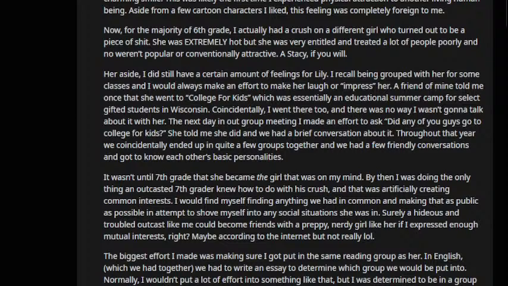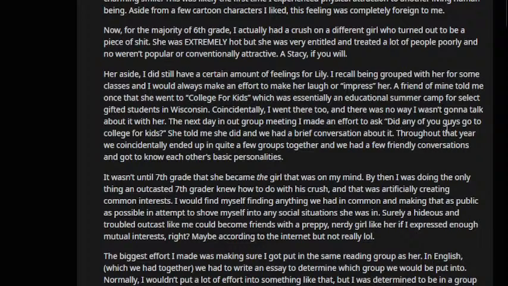A friend of mine told me once that she went to College for Kids, which was essentially an educational summer camp for select gifted students in Wisconsin. Also, fuck you, Governor Scott Walker, for taking away College for Kids. Coincidentally, I went there too, and there was no way I wasn't going to talk about it with her.